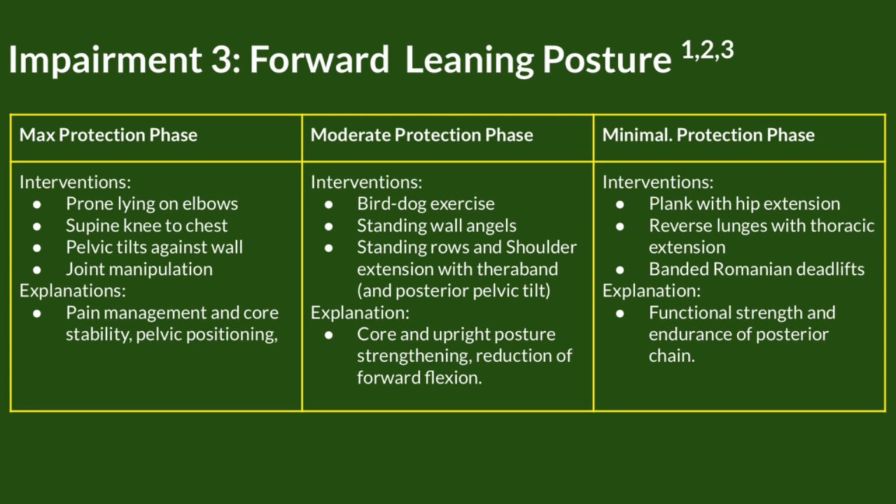Also for the minimal protection phase, our interventions will be plank with hip extension, reverse lunges with thoracic extension, and banded Romanian deadlifts. Putting emphasis on strength and endurance of the posterior chain.